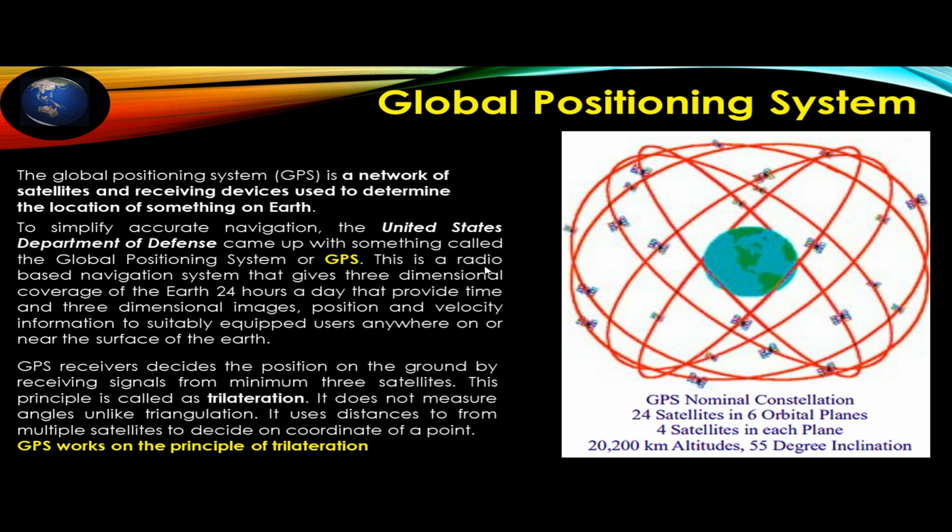Please remember this. GPS has a combination of 24 satellites in 6 orbital planes. As sir discussed in class, there are 6 orbital planes on the globe with 4 satellites in each plane, which means a total of 24 satellites, with an altitude of around 20,200 kilometers. As you can see here in the mesh, these satellites are moving around the globe in orbit at a 55-degree inclination.